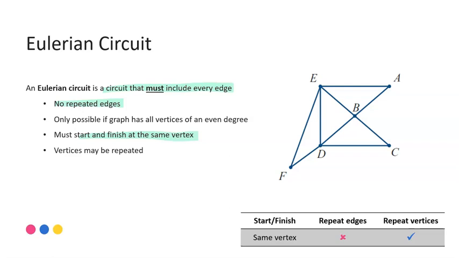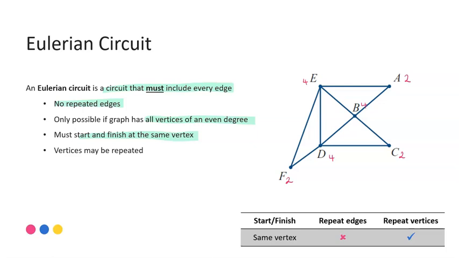Now this is only possible if all of our vertices are even. So my first thing that I want to do before I even think about finding what the circuit is, I'm going to check the degree of the vertices. So if I start with A, I've got a degree of 2, B has a degree of 4, C, degree of 2, D, degree of 4, E, degree of 4, and F, degree of 2.